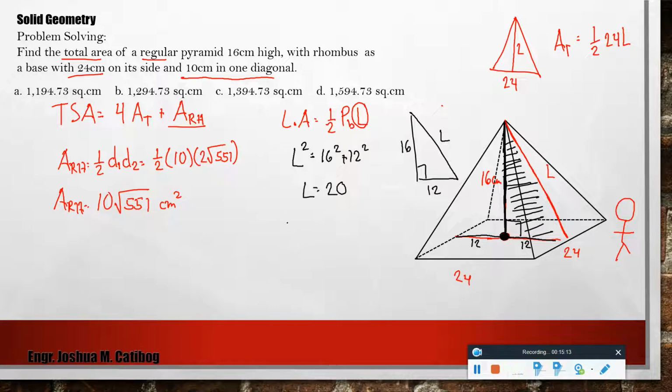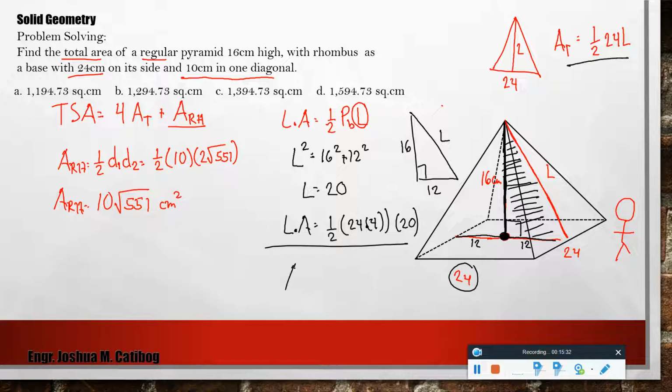So, basically guys, pwede nyo na pong i-apply yung formula kung alam nyo. 1/2, ang perimeter po natin ay 24 times 4, kasi po yan ay perimeter, di ba? So, multiplied by L which is 20. Actually guys, itong formulang itong lateral area, makukuha nyo rin po gamit ito, di ba? Area of the triangle is what? 1/2. Ang base po natin ay 24. Ang ating height dito would be yung L natin, because we are looking for the area of the triangle. So multiplied by L which is 20.